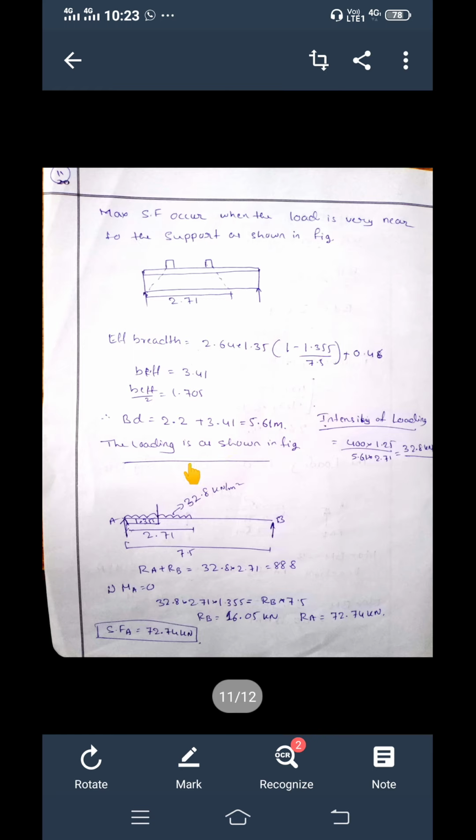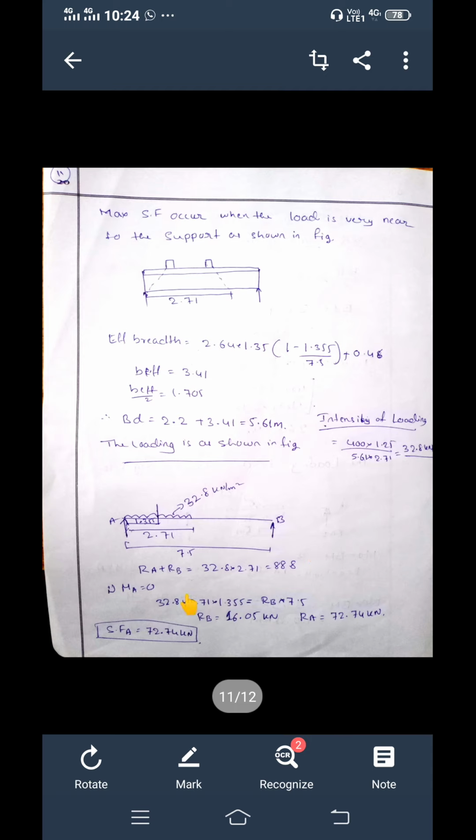So I have kept the vehicle nearer to the support. 32.8 is your loading and 2.71 meter is the breadth of the dispersion of the vehicle. So find out the reactions RA and RB. RA and RB equal 32.8 into 2.71. You will get this load which is acting at the center into 2.71. You will get the total load. Okay, 32.8 into 2.71, you will get 88.8 as the load.